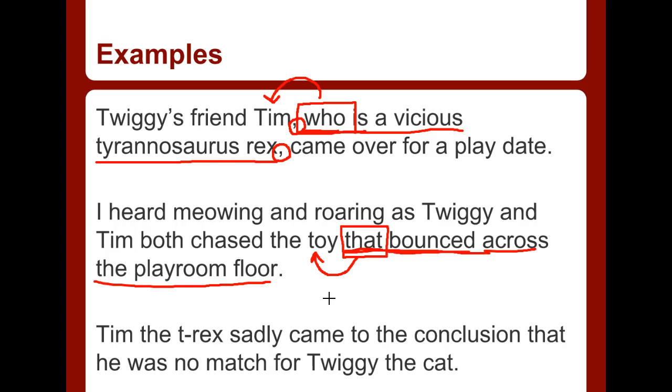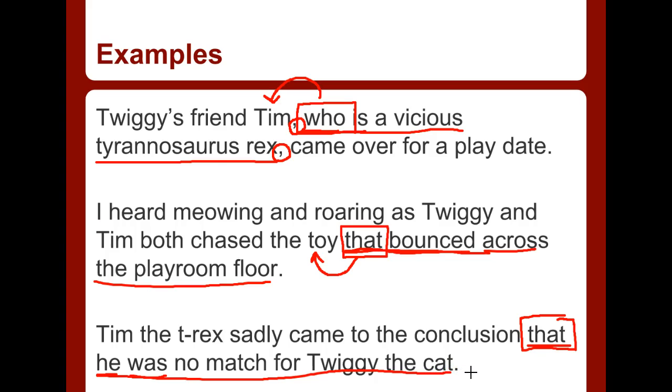The last sentence reads like this. Tim the T-Rex sadly came to the conclusion that he was no match for Twiggy the cat. Once again, we have the word that starts a dependent clause. In this instance, he is the subject, was is the verb. So the entire dependent clause is that he was no match for Twiggy the cat.